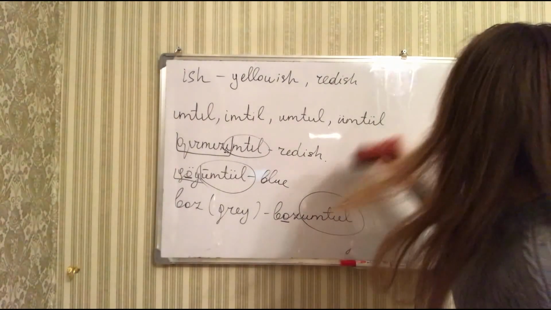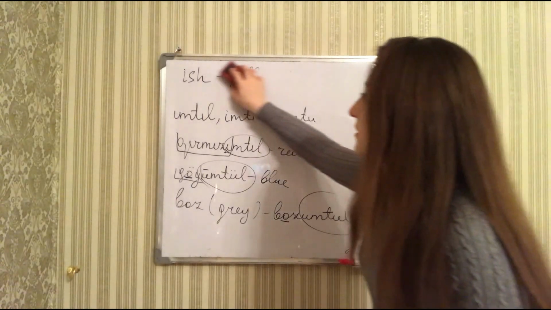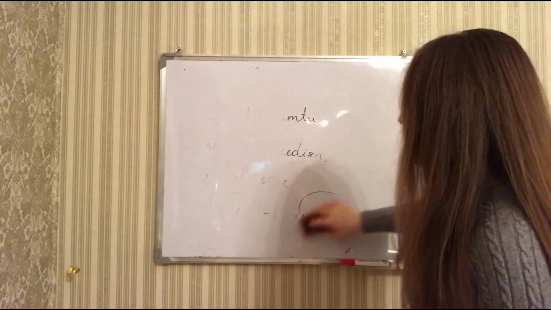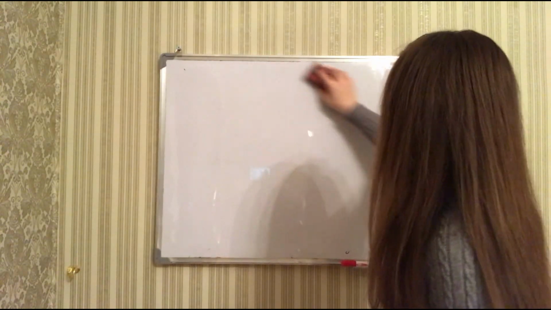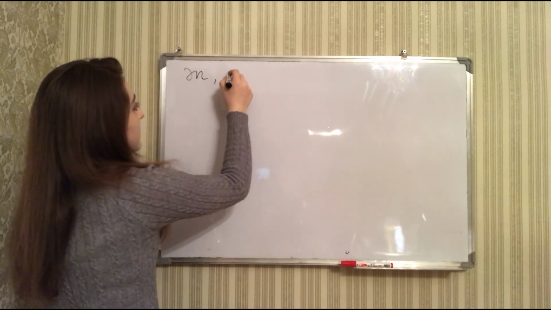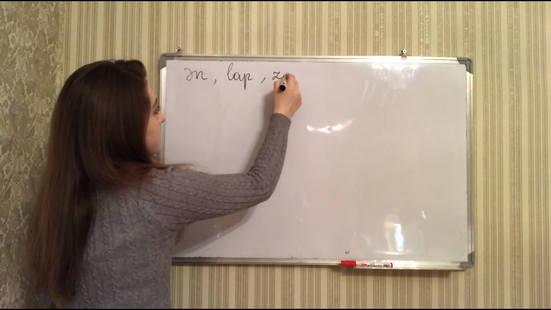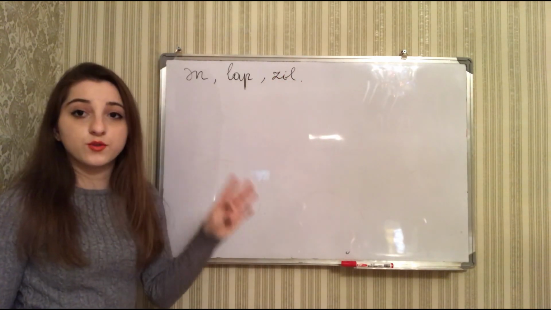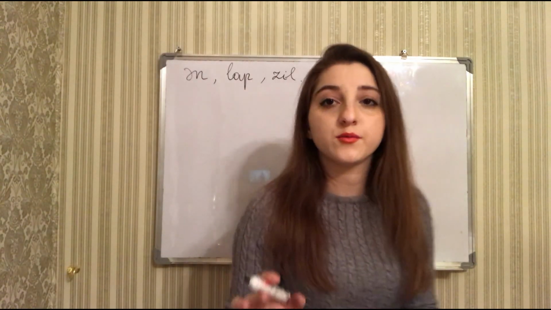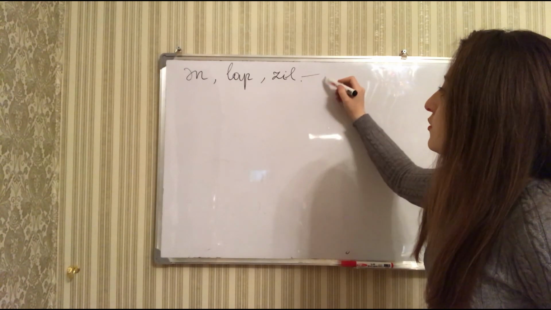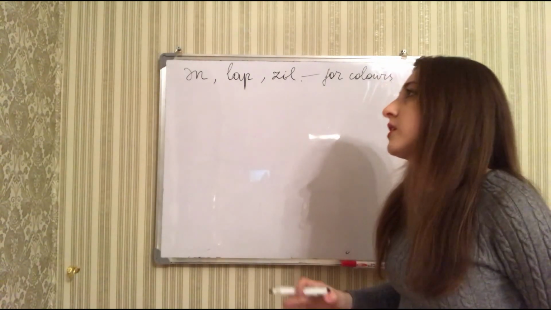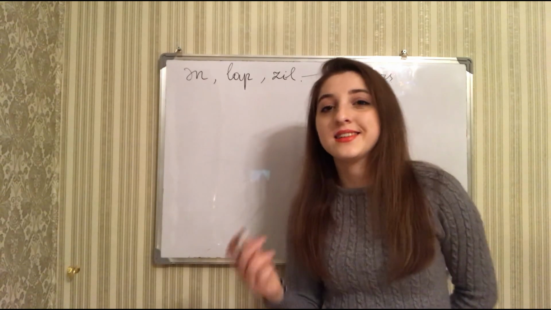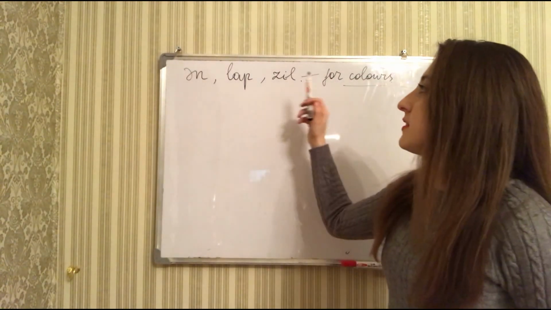Okay, and we can use some little words for superlative adjectives. So, we can use ən, lap, zil. We can use these words for superlative degree in Azerbaijani language. And zil we only use for colors. For instance, not for qualities, tastes, or quantities, and etc. Only for colors, okay? So, ən, lap, zil.